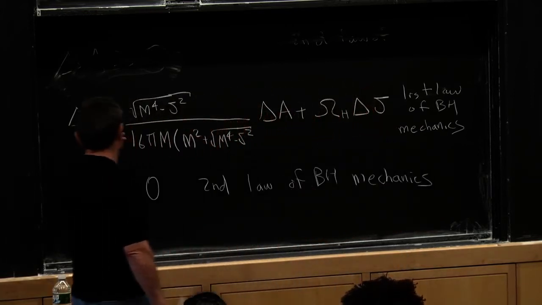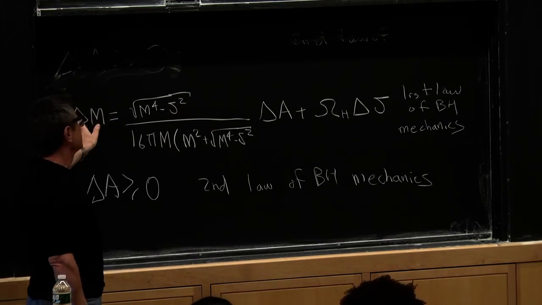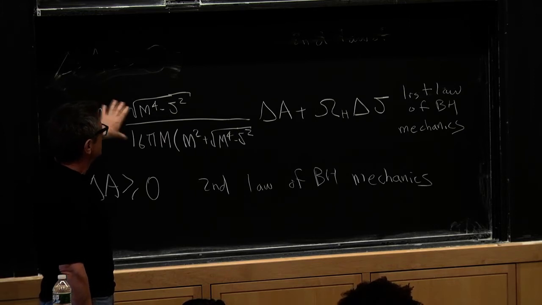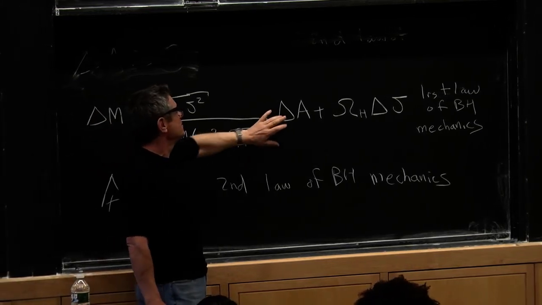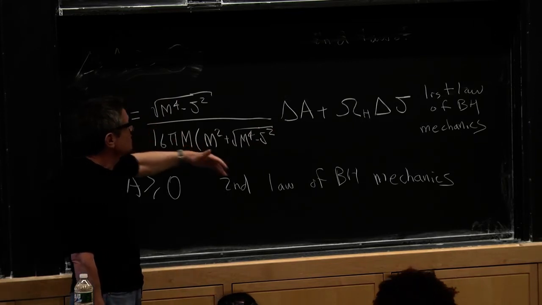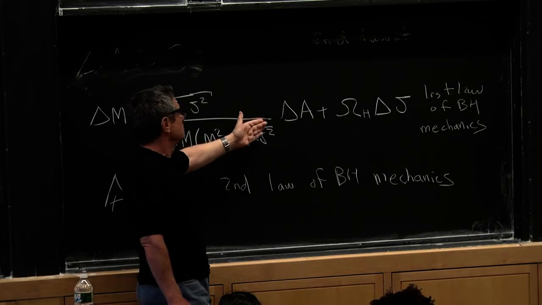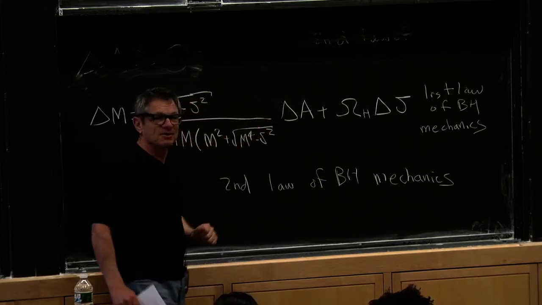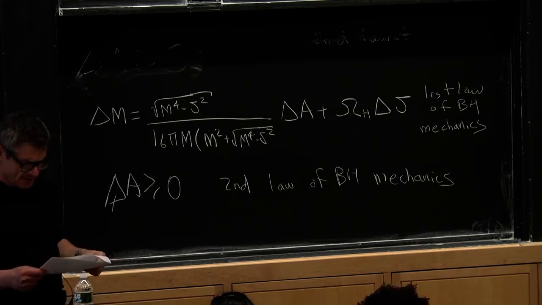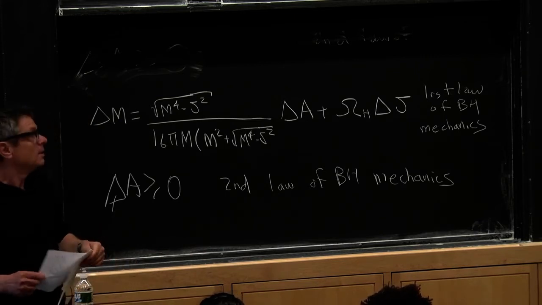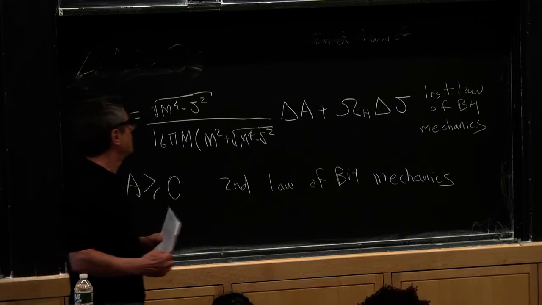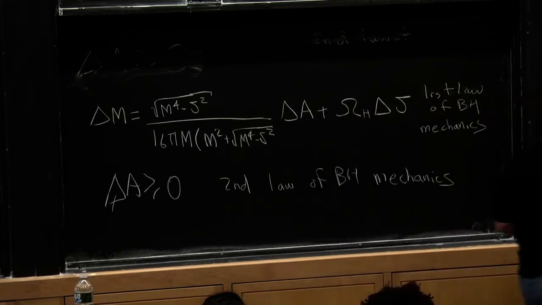Okay, so the first law of black hole mechanics is really saying that the area of the black hole is a function of the mass and the angular momentum, so that if you know the change in those two, you can figure out what the change in the area is. It's not an independent quantity. Okay. Now I'm going to move on to discuss any questions about that.